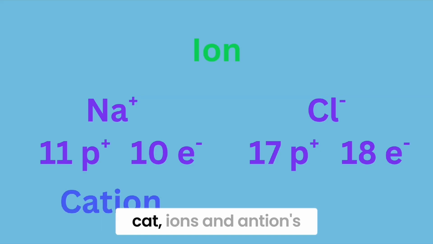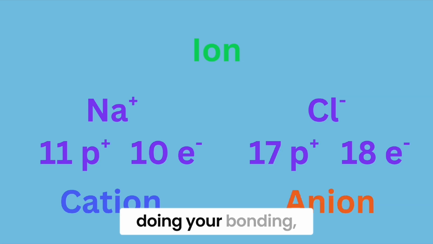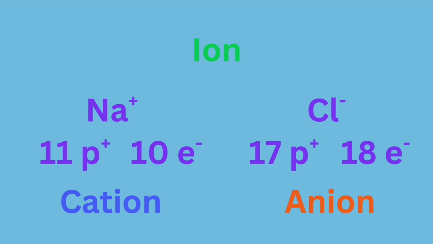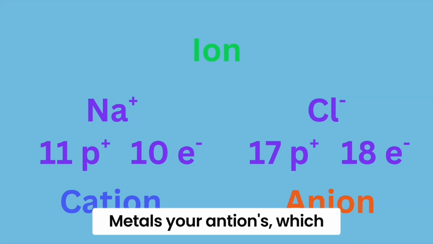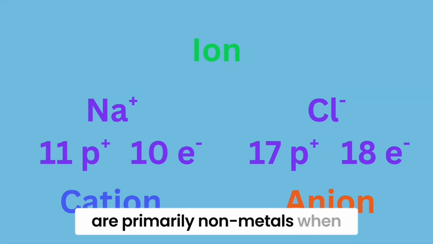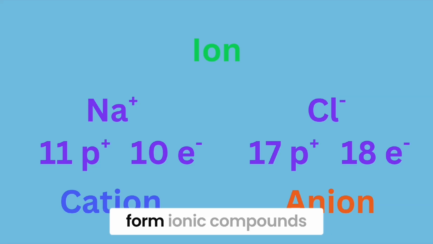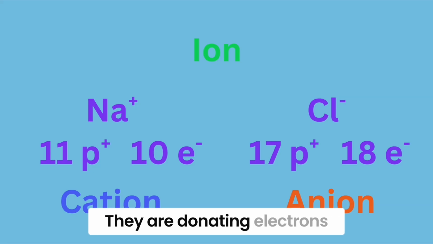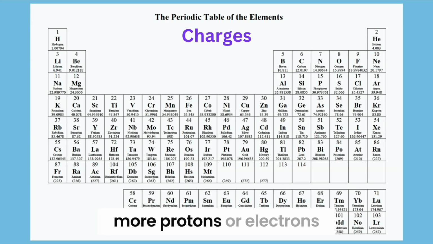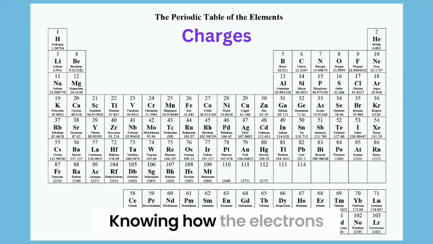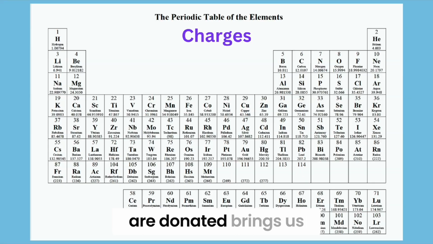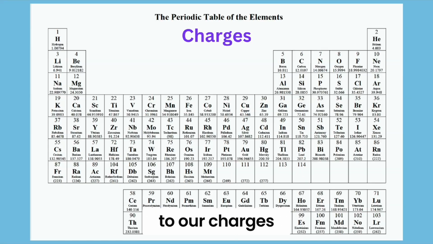It's helpful to understand cations and anions because when you are doing your bonding, you have your cations, which are primarily metals, your anions, which are primarily nonmetals. When they bond together, you form ionic compounds. They are donating electrons. That's how you get more protons or electrons from the neutral atom. Knowing how the electrons are donated brings us to our charges.